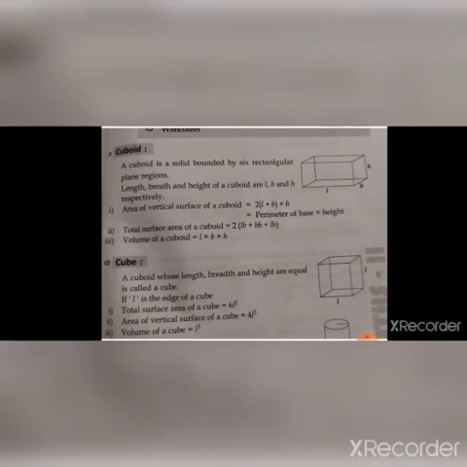All these formulas are similar for a cube. A cube is again a solid bounded by 6 equal square plane regions. It also has length, breadth and height, but they are of equal measure. L is the edge of the cube. So total surface area of a cube will be 6L square, as a square has area L square. Area of vertical faces of a cube will be 4L square, as they have 4 equal side surfaces. And the volume of a cube will be L cube.